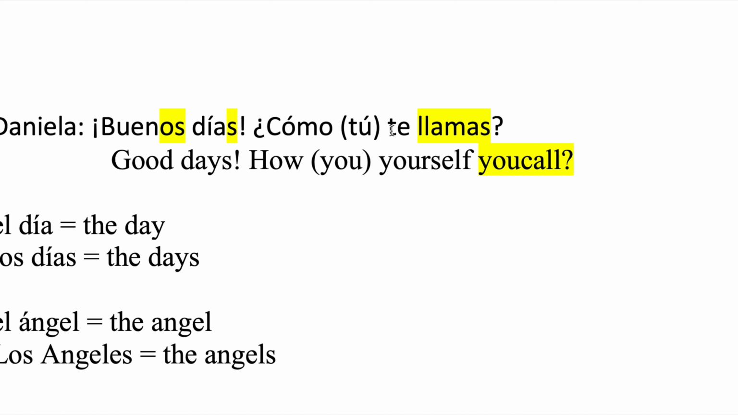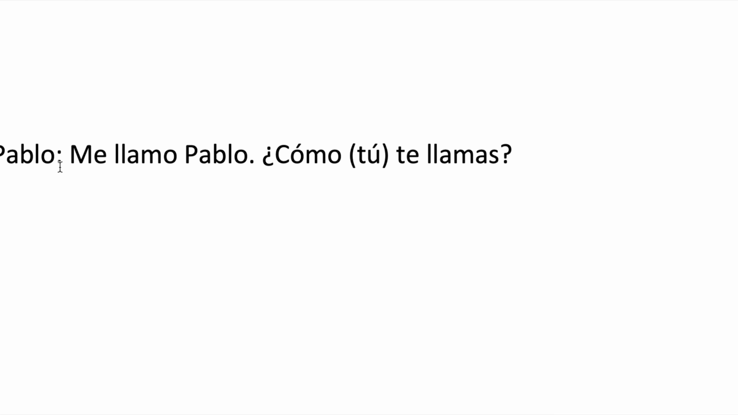So notice we asked ¿Cómo te llamas? Te is yourself, and llamas, the ending here, indicates the you form. And now the response must be I call myself. Okay, so me means me or myself, and llamo with the O ending here means I call. So the O form indicates that the verb llamar, which is the infinitive form, the basic form, is conjugated in the I form. So this literally means I call myself Pablo or Paul.